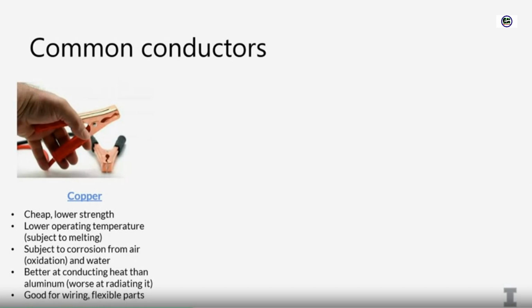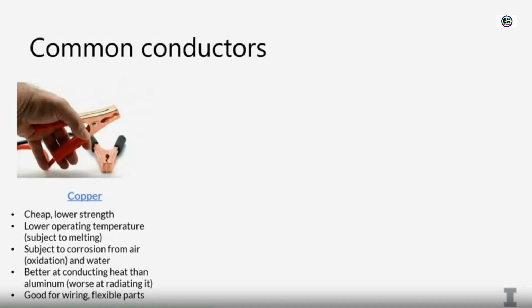And if you've ever taken a piece of copper, like a copper wire, and tried to bend it, it's very easy to bend it. It has low strength. It's also subject to melting. It has a somewhat low operating temperature. It's also subject to corrosion. So if you leave it out and it's exposed to oxygen, it'll turn green.